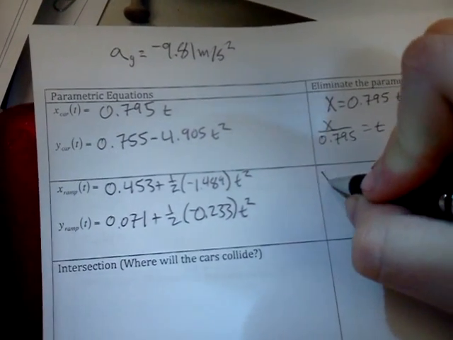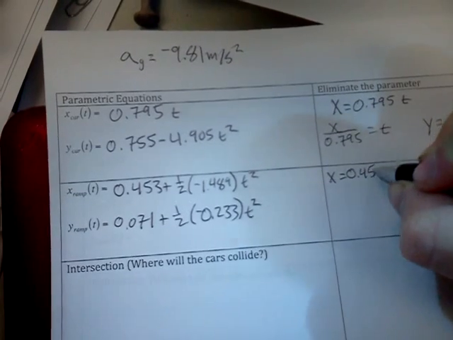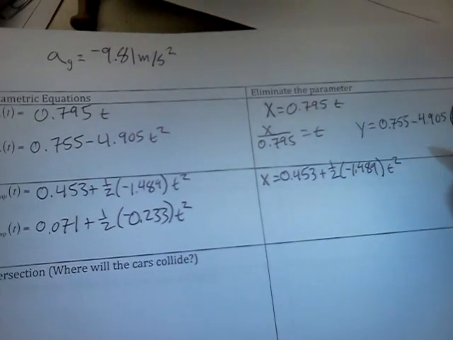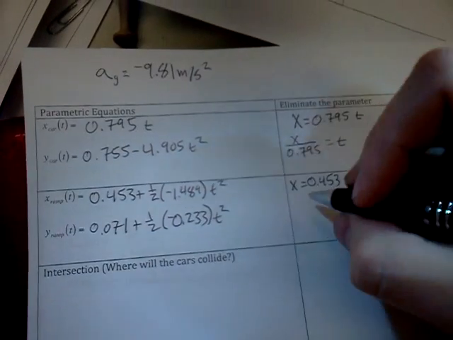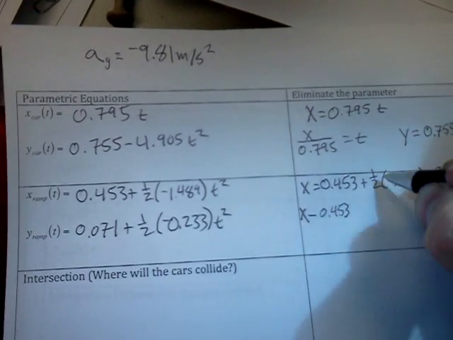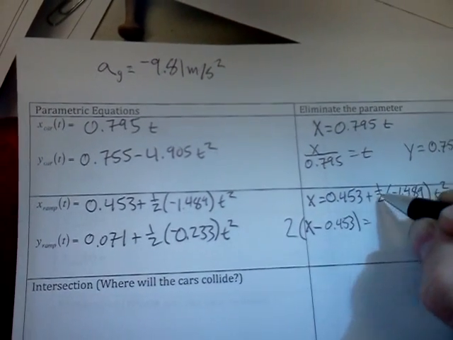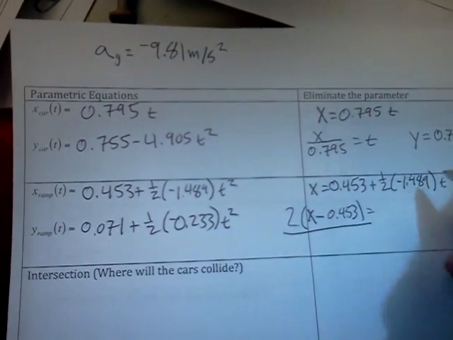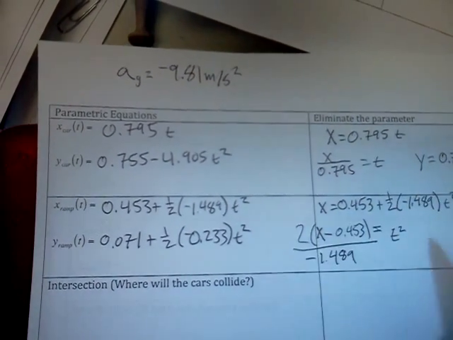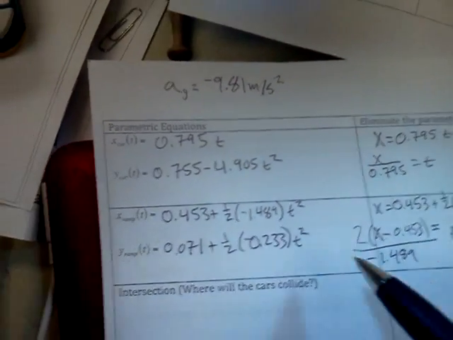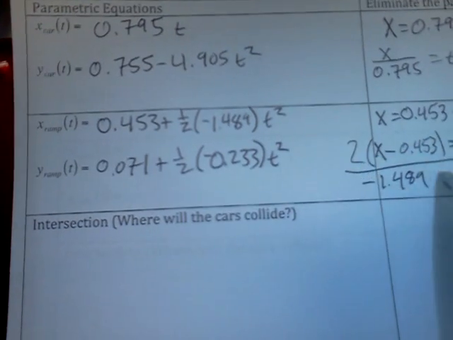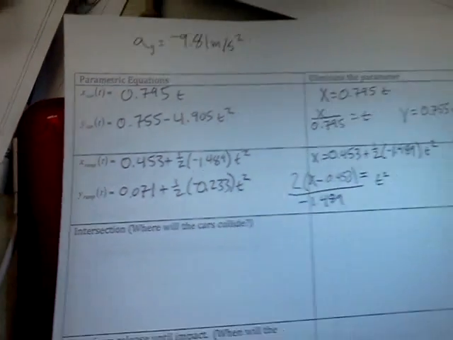So the second one, we want to solve our x equation for t as well. Okay, and so to do that, I would subtract my 0.453. I would multiply this side by 2 to get rid of that 1/2, and then I would divide by this negative 1.489, and that's all going to be equal to t squared. Okay, we could take the square root to get what t is equal to, but if you look at my second equation for my parametric, the y equation, there's a t squared here. So what I can do is just plug this in for t squared in my y equation, and that's exactly what I'm going to do.